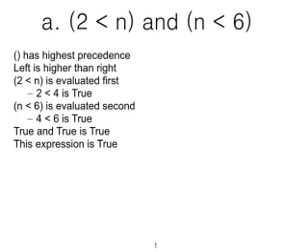So the first task is to evaluate whether 2 is smaller than n. Since the value of n is 4, 2 is smaller than 4 is true. So the left-hand side returns the value of true. Next, you can evaluate the right-hand side. The value of n is 4, so 4 is smaller than 6. So the right-hand side is also returning a truth value of true. Now you can evaluate the middle term, which is the and logical expression. True and true is true according to the truth table. So the entire expression returns the Boolean value of true.